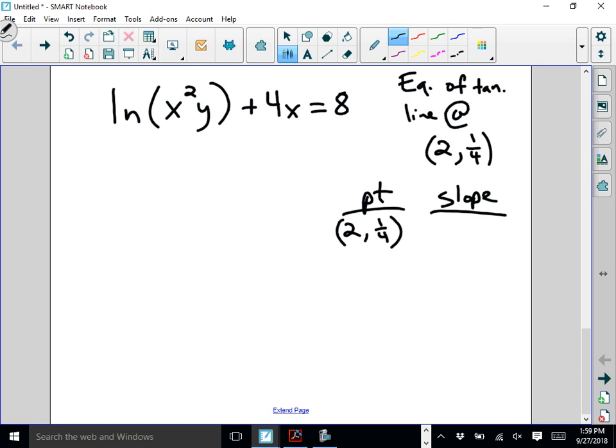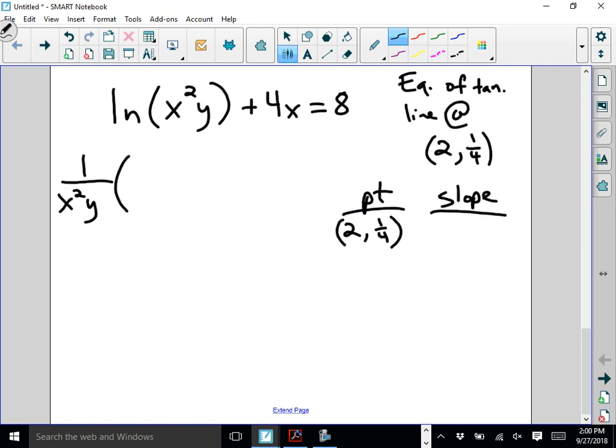Once again, I'm going to see a chain rule because I have x squared y within the function ln, natural log, but I'm also going to have another product rule on the inside there. So when we do this, I'm going to get, for my derivative, 1 over x squared y, that's the derivative of the outside with respect to the inside, times now the derivative of the inside.